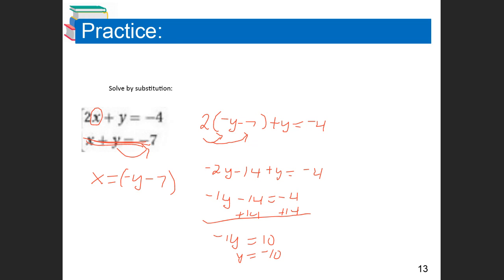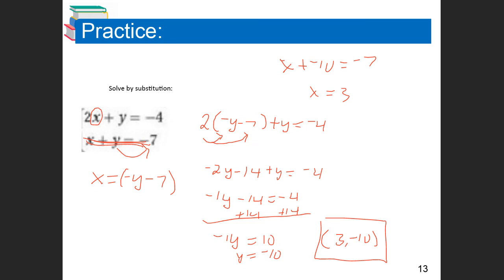So now I know what y is equal to, so I can just plug it into one of the original equations. It doesn't matter which one. So let's take the x plus y. So I've got x plus -10 is equal to -7. If I add 10 to both sides, x equals 3. And our answers are always ordered pairs.